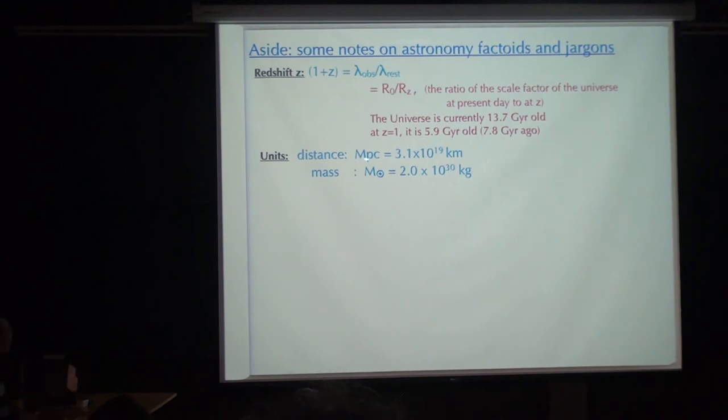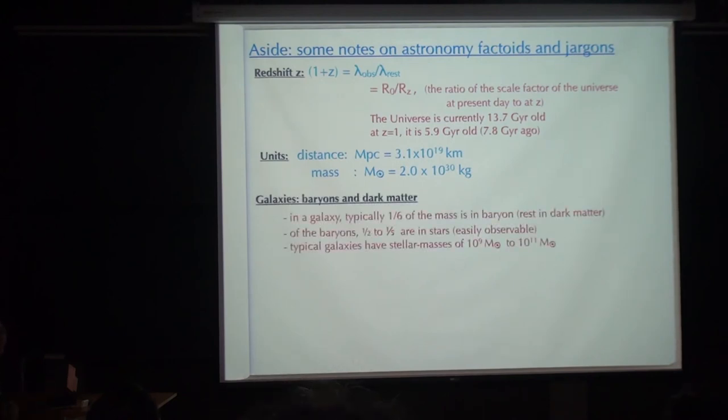That's the number I will use for size. Mass: we talk about mass in stellar mass, which means the mass of our sun. So our sun has a stellar mass of 1. And 1 stellar mass is about 2 times 10 to the 30 kilograms. Now, galaxies. We all know a galaxy is a conglomeration of billions and billions of stars.